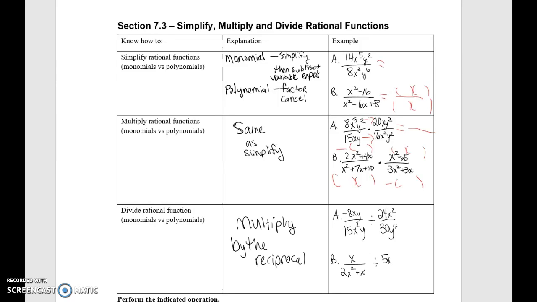For division, it's the same as multiplication. All you're going to do is multiply by the reciprocal. So when you write down the problem, change this to a multiply and flip this one. Change it to multiply and make it 1 over 5x. Now try them.